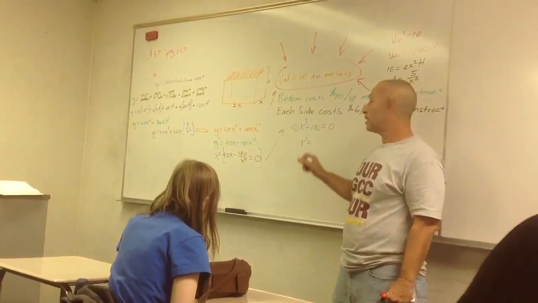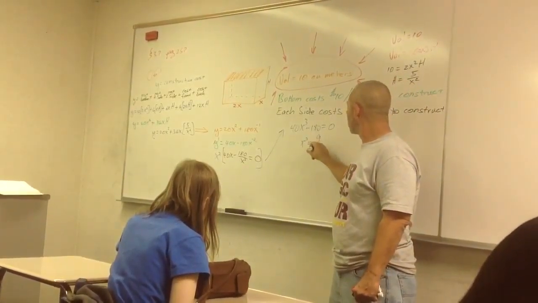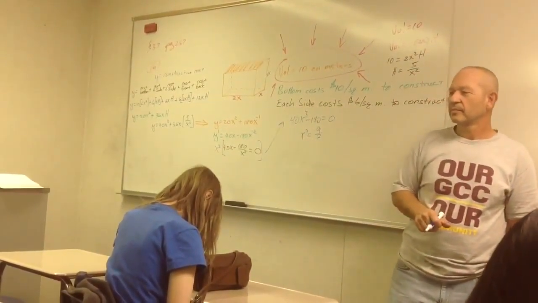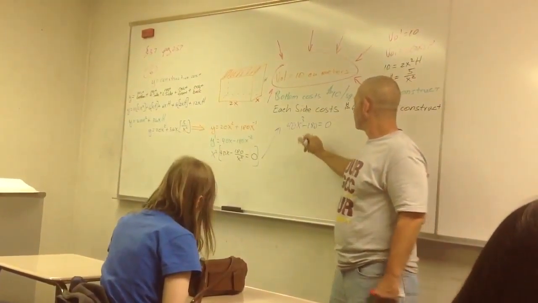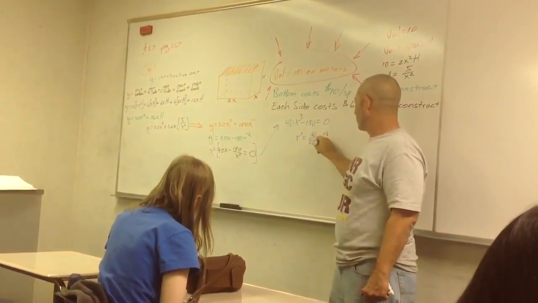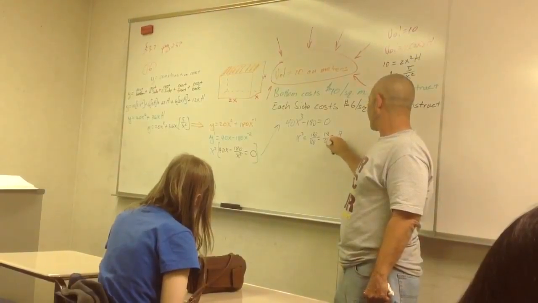Which is 9 halves, isn't it? Is that right? I don't know. 180 divided by 40. That's 18 over 4. That's, well, look at that, 9 halves.